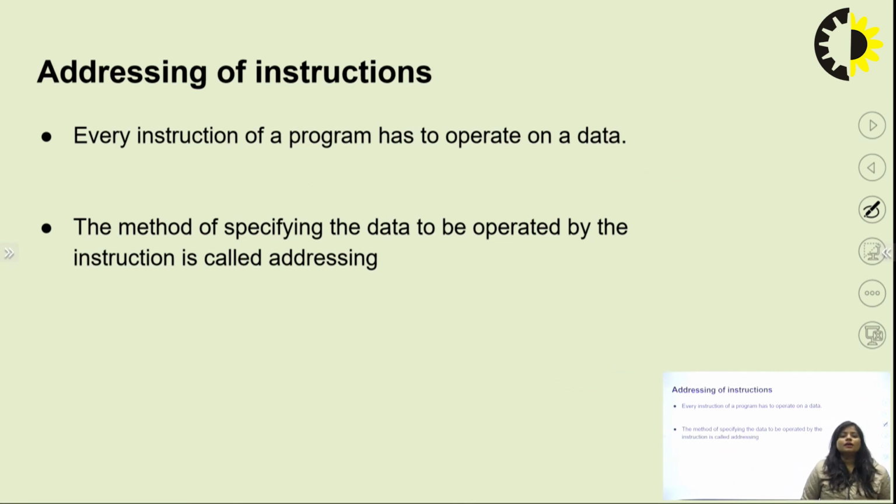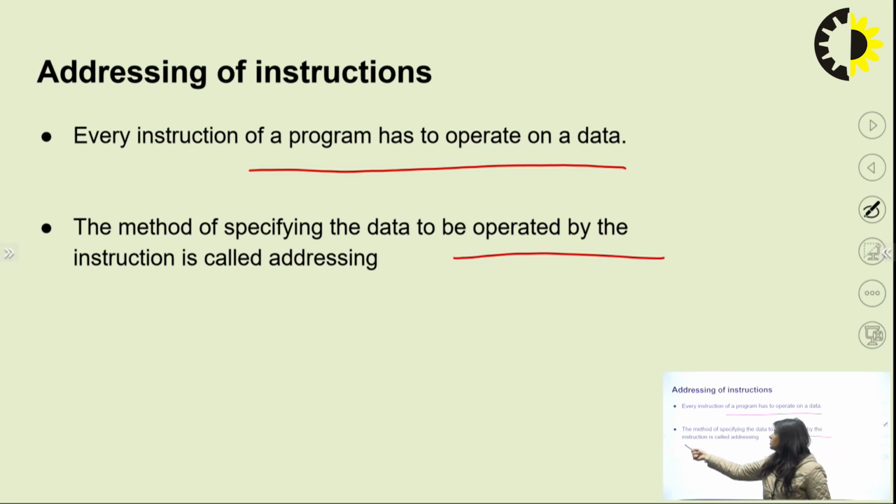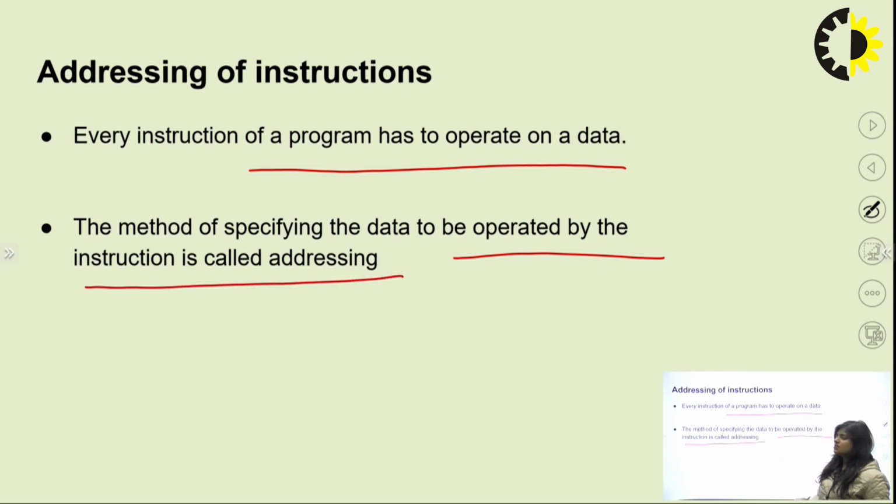Now we are having addressing of instruction. What is addressing of instruction? Every instruction of a program has to operate on data. The method of specifying the data to be operated by instruction is called addressing. This is the main definition of addressing of instruction. The method of specifying the data to be operated by instruction is called addressing.